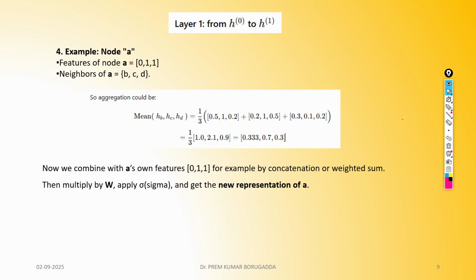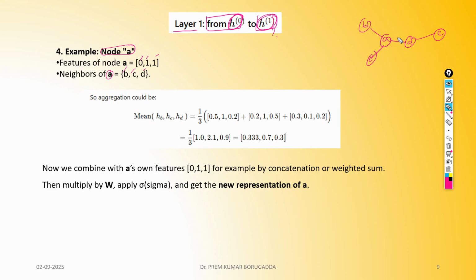Now we are going to calculate, at layer 1, from h of 0 to h of 1. We know the initial feature vector h of 0, and we are going to calculate h of 1. How do we calculate h of 1? For example, node A. What is the feature vector here? 0, 1, 1. And what are the neighbors of A? B, C, D. Why? Because this is B, this is A, this is C, this is D, and this is E in this graph.